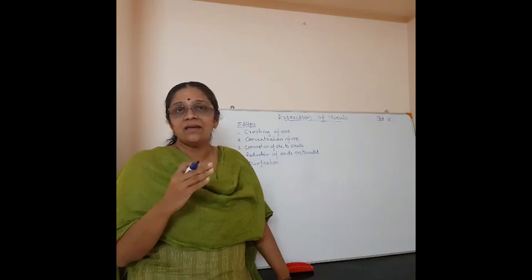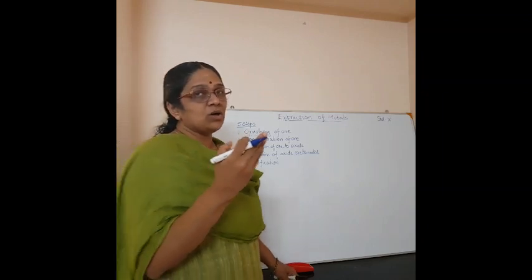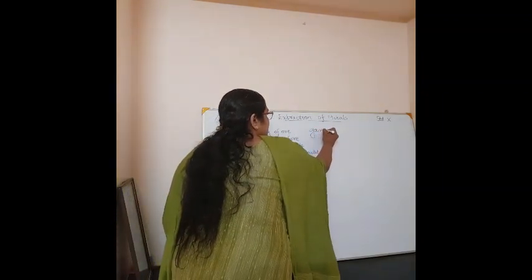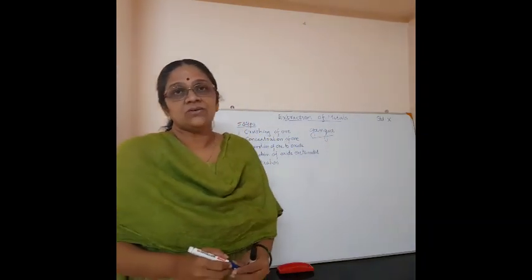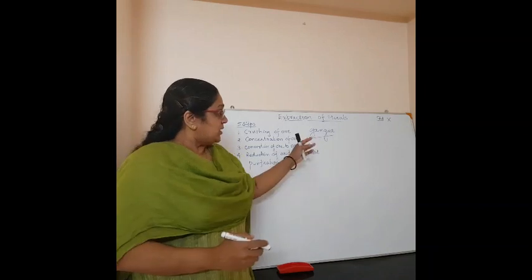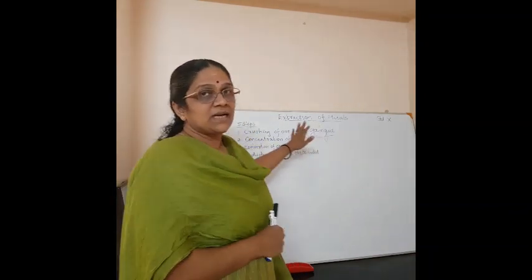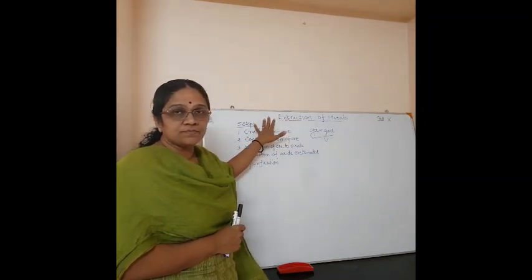And what is gangue? Gangue means the impurity present in the ore is called the gangue. The impurities present in the ore are called the gangue. So we studied what is an ore and what is a gangue. Today we will study how to extract the metal from an ore.